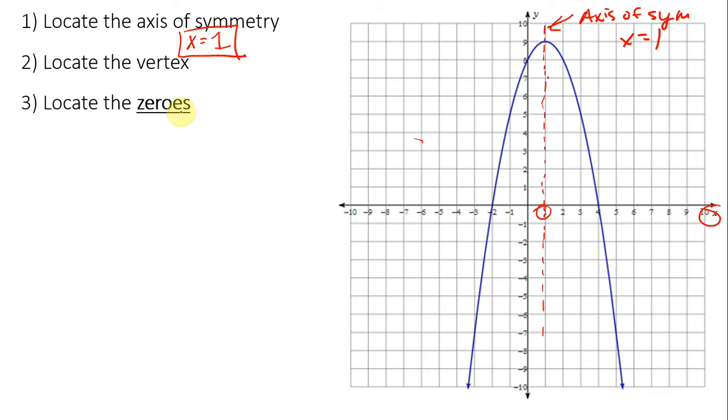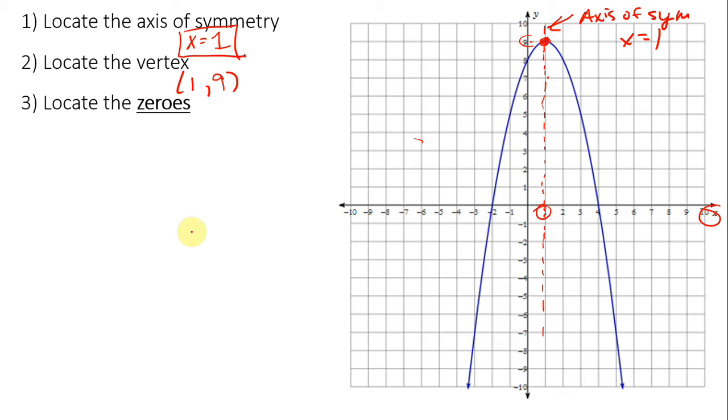Now let's find my vertex. My vertex is going to be that point right on top, and the x-coordinate of my vertex is going to be my x-coordinate of my axis of symmetry. My y-coordinate will be 9.